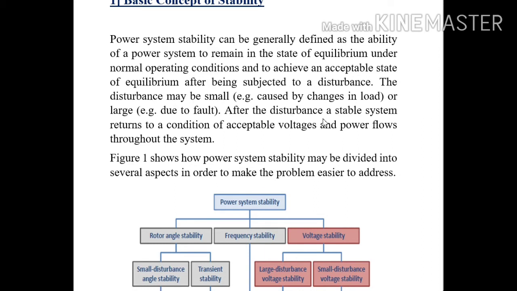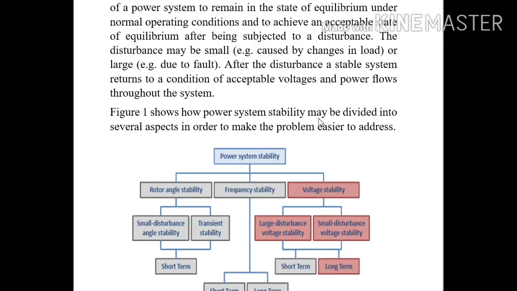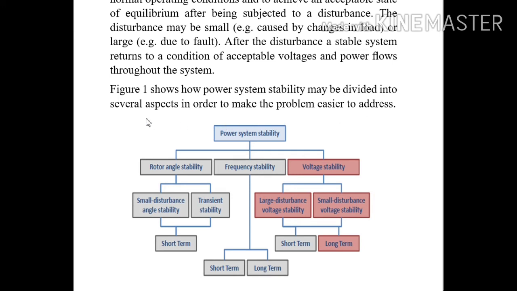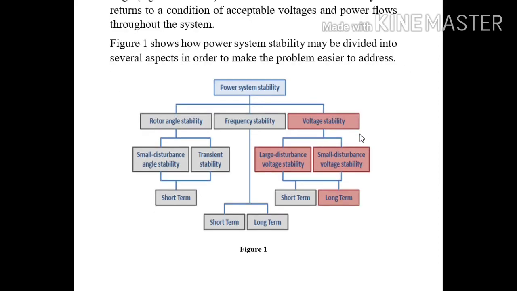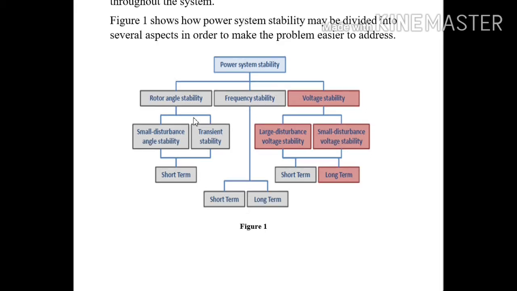After the disturbance, a stable system returns to a condition of acceptable voltages and power flows throughout the system. Figure 1 shows how power system stability may be divided into several aspects in order to make the problem easier to address. You can see this diagram. The three main classes are rotor angle stability, frequency stability, and voltage stability. From our syllabus point of view, we are mainly focusing on rotor angle stability. The rest you can see easily from this diagram.